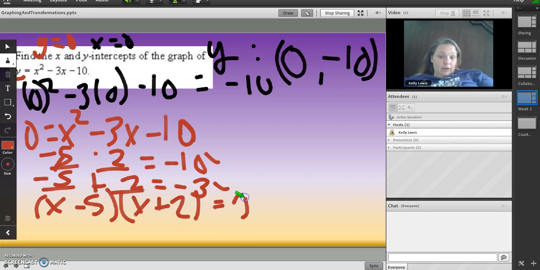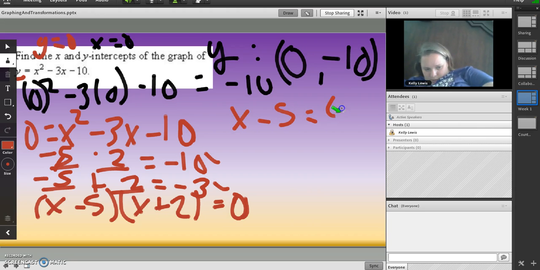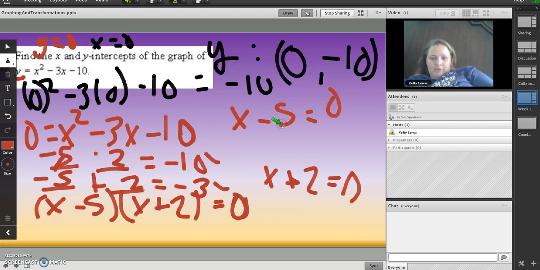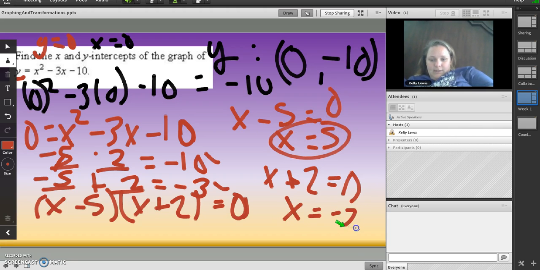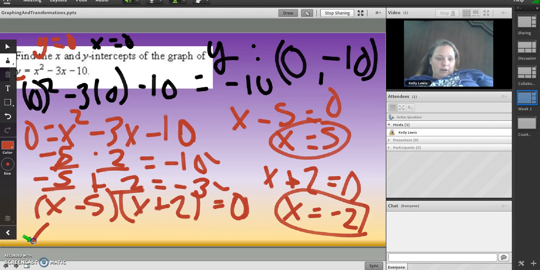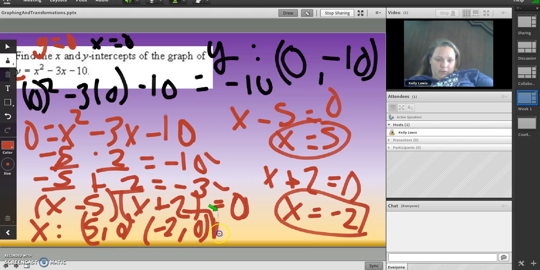This is why we did factoring forever, is to solve these and graph them. Because when you solve them, you're really finding the x-intercepts. All right, so we're going to do x minus 5 equals 0, x plus 2 equals 0. And so I'm going to add 5 to both sides, so I get x equals 5. I'm going to subtract 2 on both sides, so I get x equals negative 2. Okay, and I need to write it in the correct form. So I'm going to write 5, comma 0, and negative 2, comma 0. And so those are the intercepts.